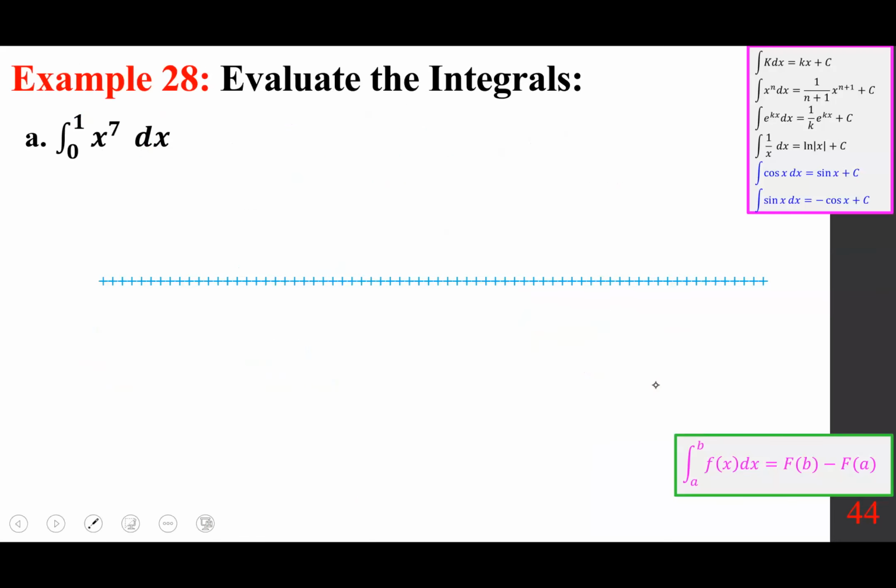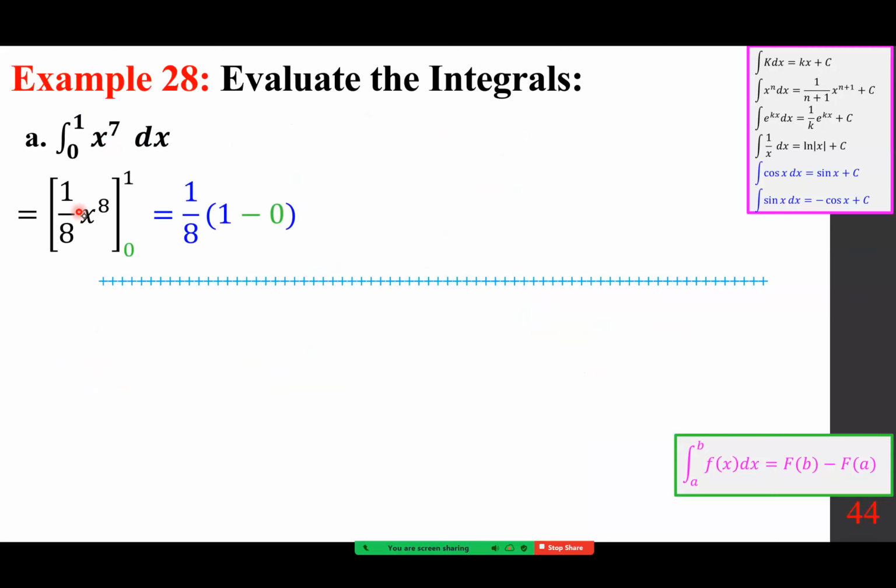To integrate this from 0 to 1, it's a definite integral. The answer is a number. So this gives you 1 over 8 x to the power of 8. We don't need a constant. We plug in 1, we plug in 0, and we get 1 over 8 times 1 to the power of 8, which is 1, minus 0 to the power of 8, which is 0. The answer is 1 over 8.